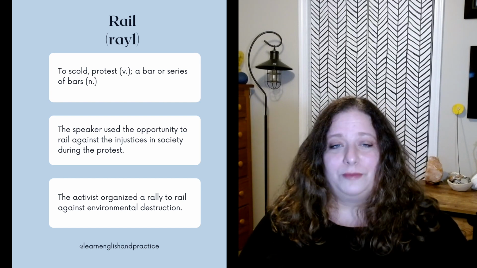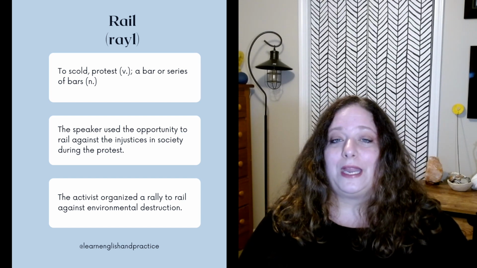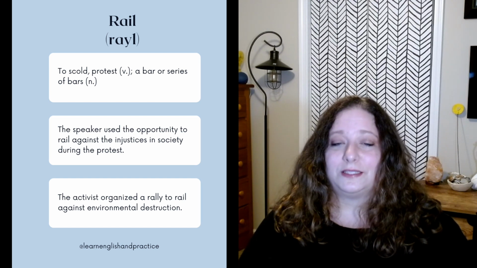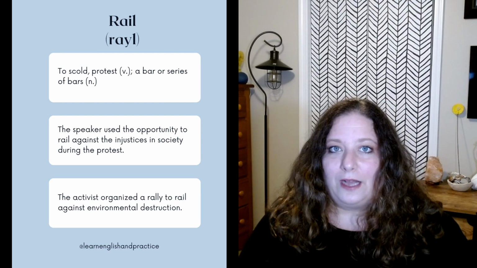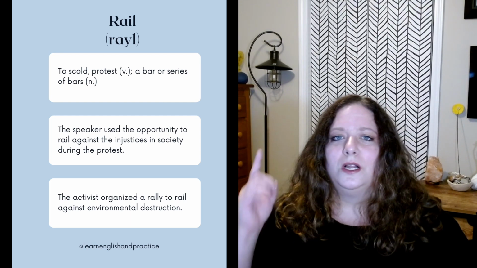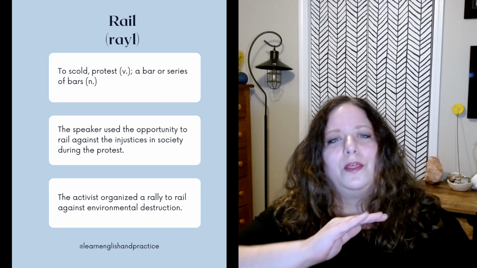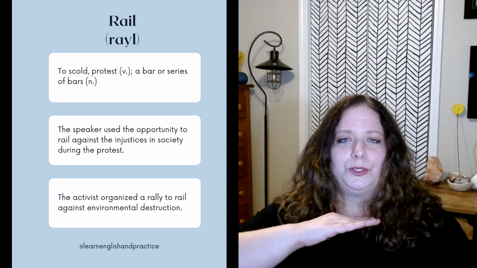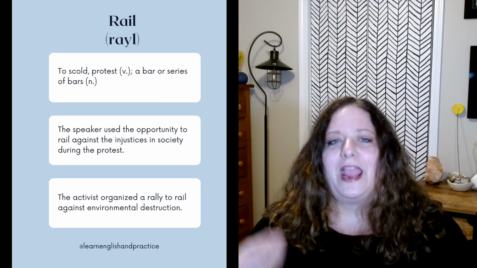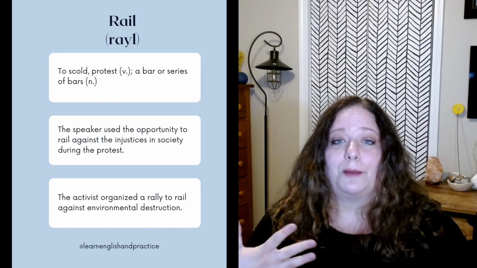Rail means to scold, protest as a verb, or it can mean a bar or series of bars as a noun. So as a verb, think of the word rail as to convey dissatisfaction, to say to someone that you're doing something wrong, to be mad at them, to express this anger or dissatisfaction. That would be to rail against someone or something.